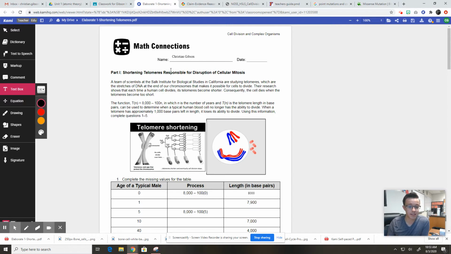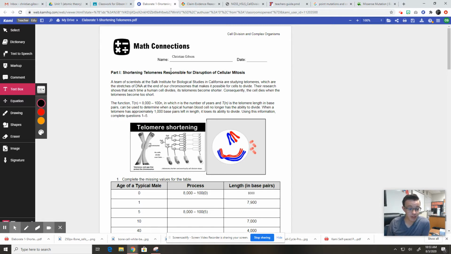So it says a team of scientists at the Salk Institute for Biological Studies in California are studying telomeres, which are the stretches of DNA at the end of our chromosomes that make it possible for our cells to divide. Their research shows that each time a human cell divides, its telomeres become shorter. Consequently, the cell dies when the telomeres become too short.